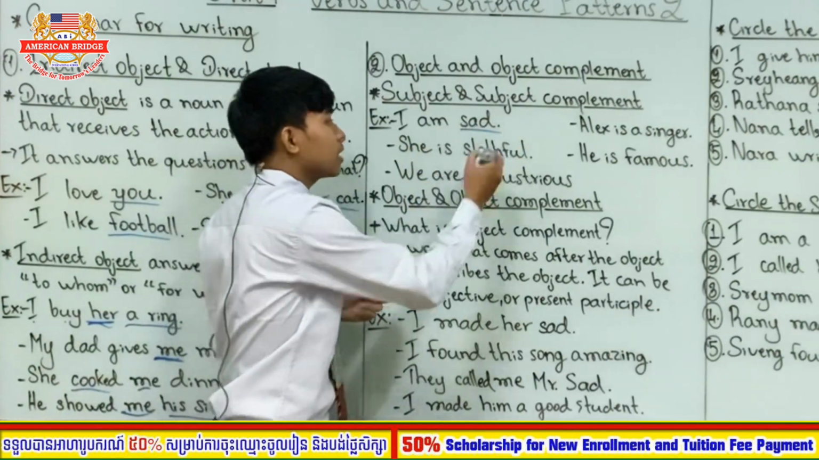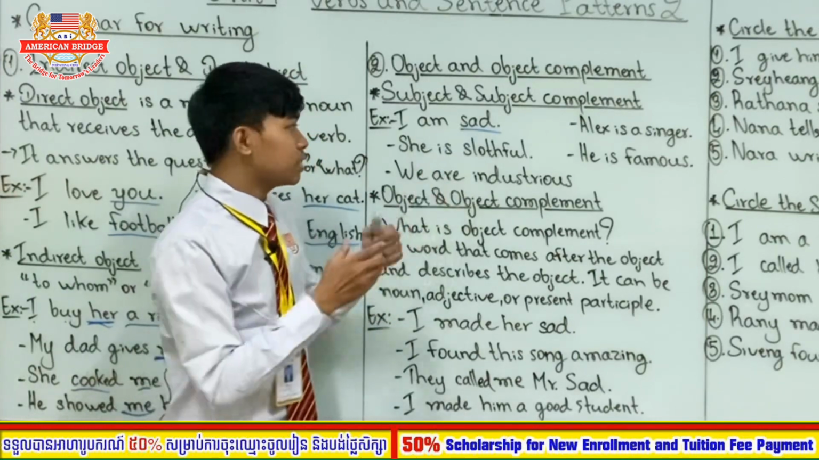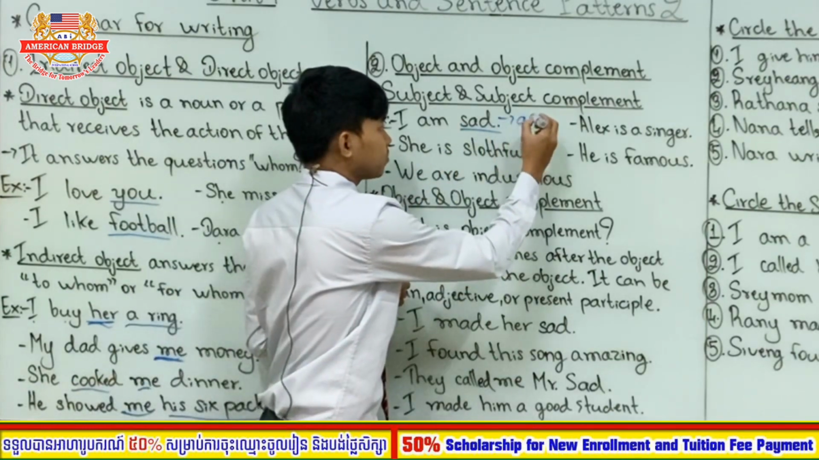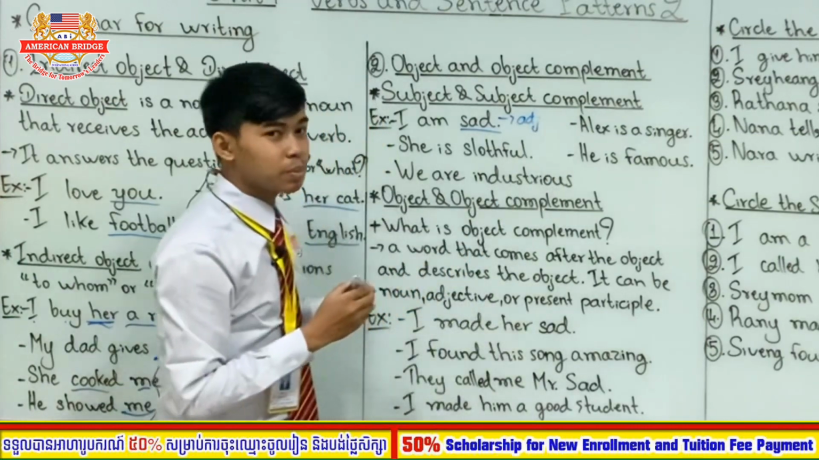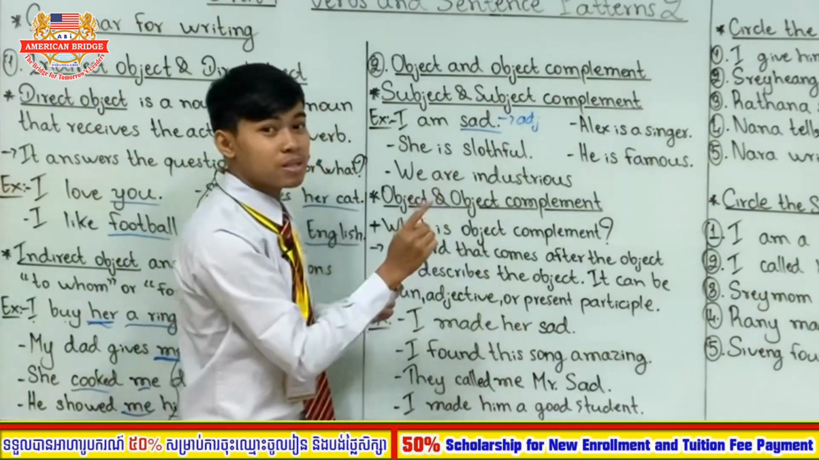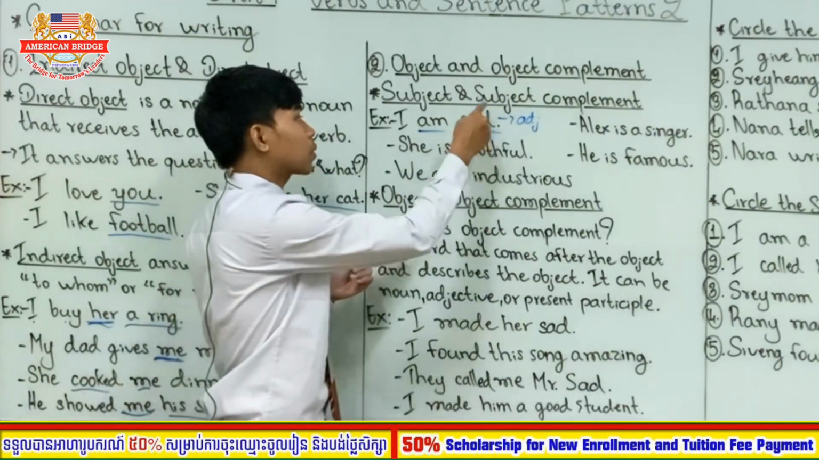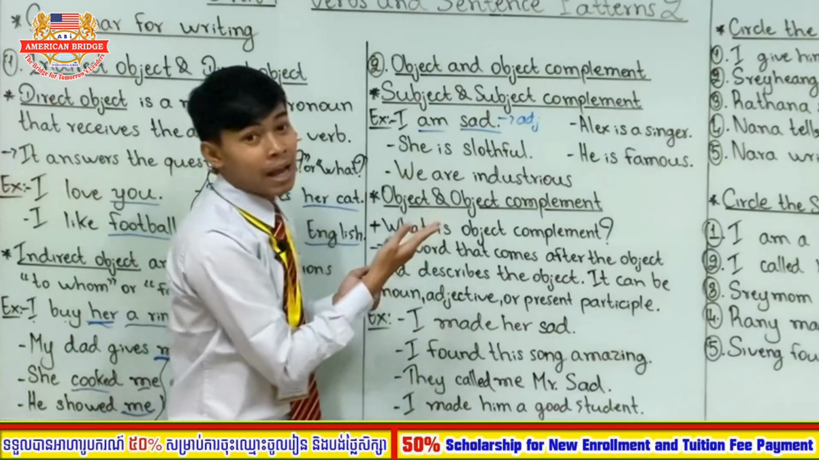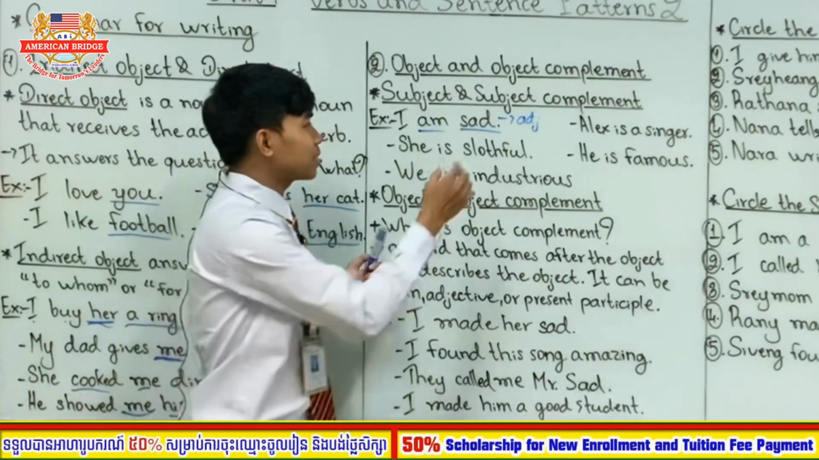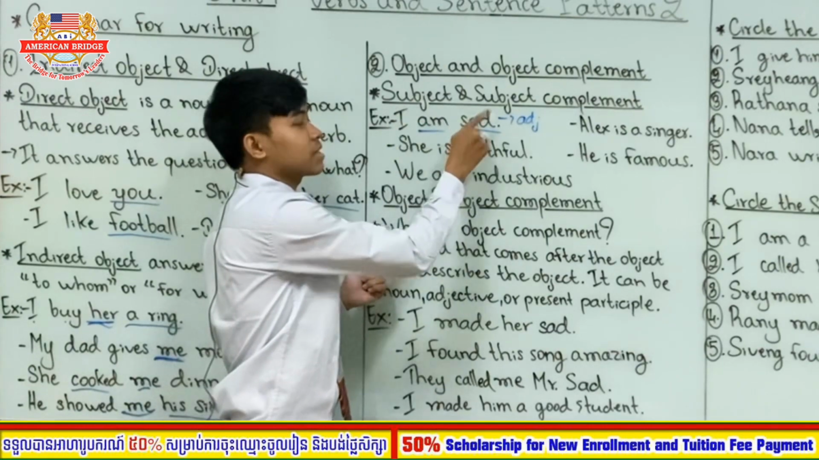Why do I say sad is subject complement? Subject complement here is an adjective, right? Subject complement is a noun or an adjective. This one is an adjective that comes after a linking verb. Am here is a linking verb and it describes the subject. So I am what? I am sad. The word sad describes me, my feeling. That's why it is a subject complement.